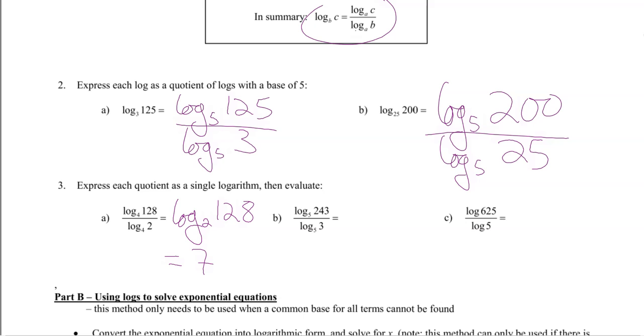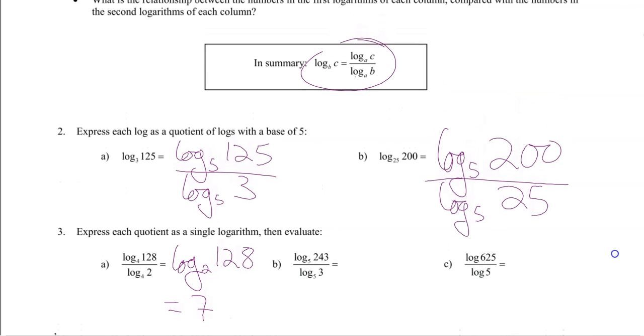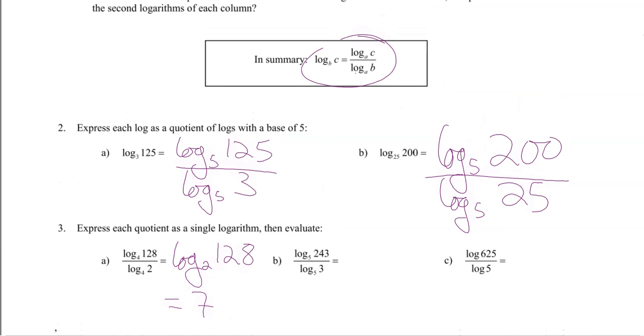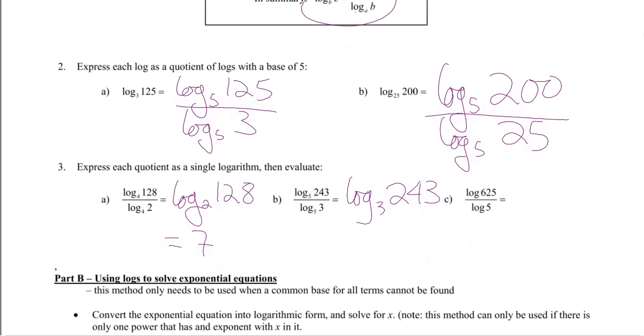Log base 5 of 243 over log base 5 of 3. Okay, so we said the 5's are going to be gone. The bottom number is the base, and the top number is the value. So it's going to be the log base 3 of 243, which is? So 3 to the power of 5.